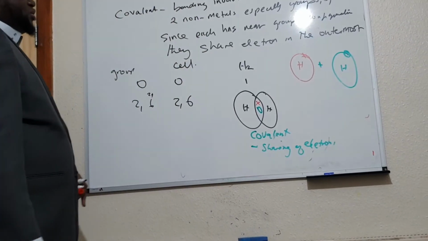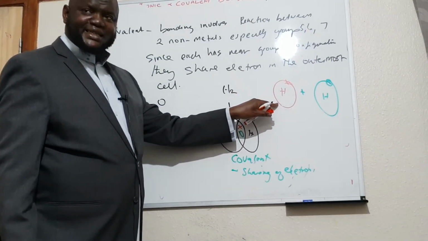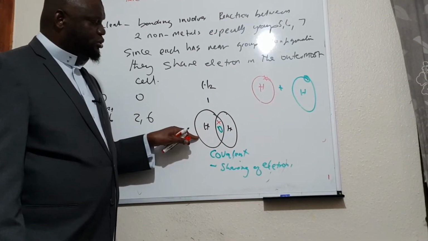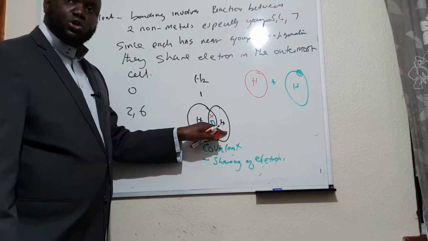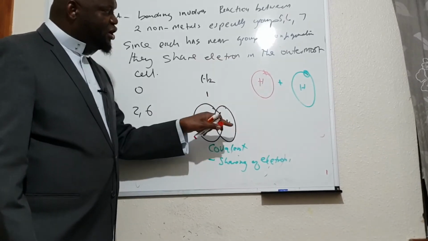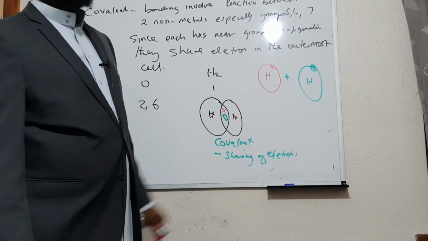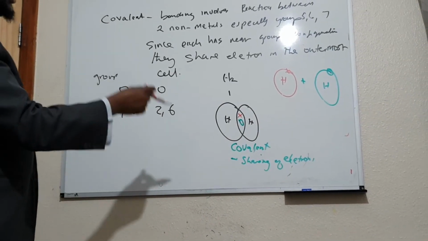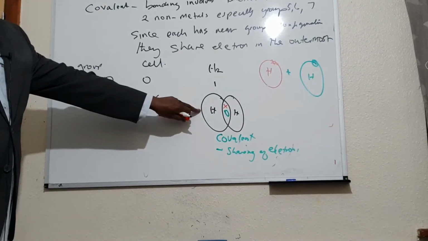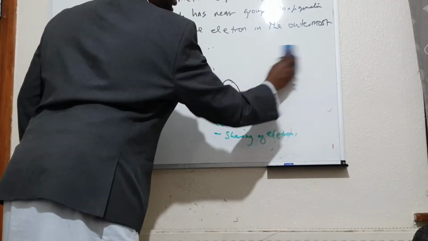Now, you should tell me, the first shell can take a maximum of how many electrons? 2. Does it not appear that this has 2? Yes, it appears it has 2. This one appears as 2. So they all conform to group 0, isn't it? Because in group 0, helium has 2 electrons in the outermost shell. So the total number of electrons in each outermost shell, that is the first shell, the K shell, is 2. So they all attain noble gas configuration now. This is called covalent bonding.